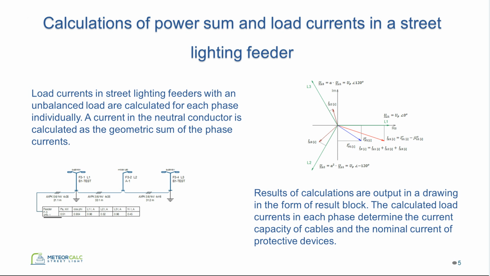You can calculate a power sum and load currents in any street lighting feeder and total in any distribution panel boards. Load currents in street lighting feeders with an unbalanced load are calculated for each phase individually. A current in the neutral conductor is calculated as the geometric sum of the phase currents.